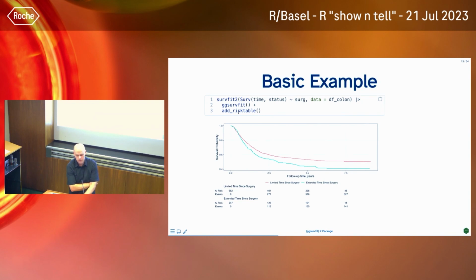Say, I want to add a risk table. If you're familiar with time to event data, it's good practice to also show the summary statistics of how many patients are in your risk set over time. So just add the risk table, and it adds this component at the bottom.